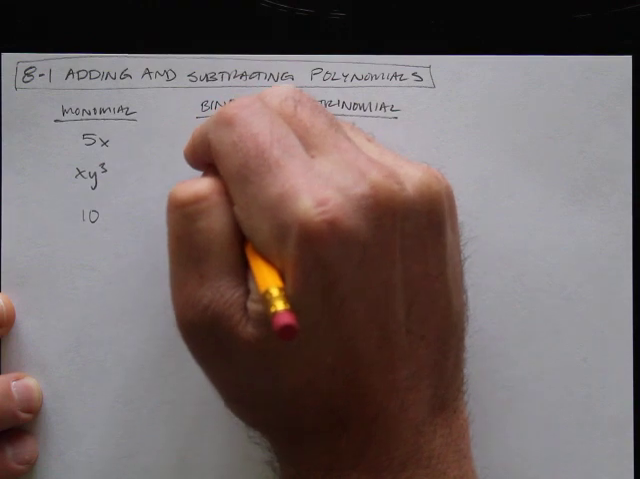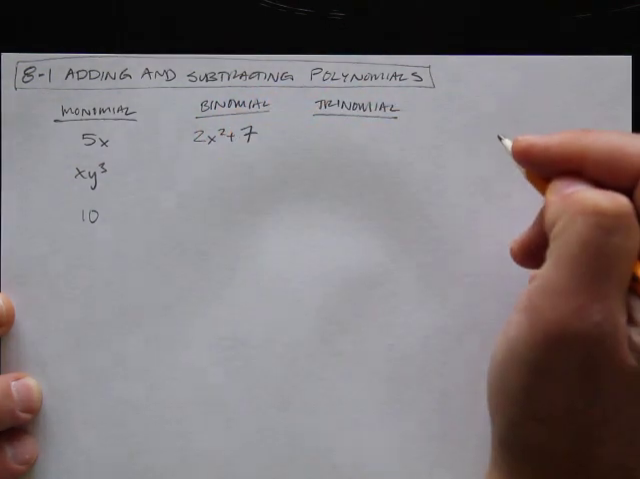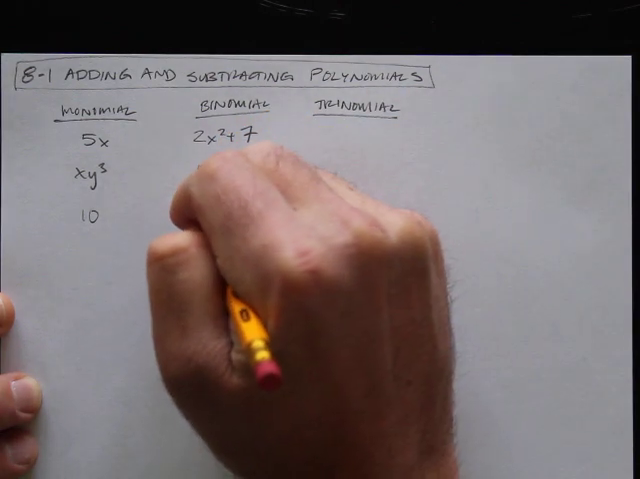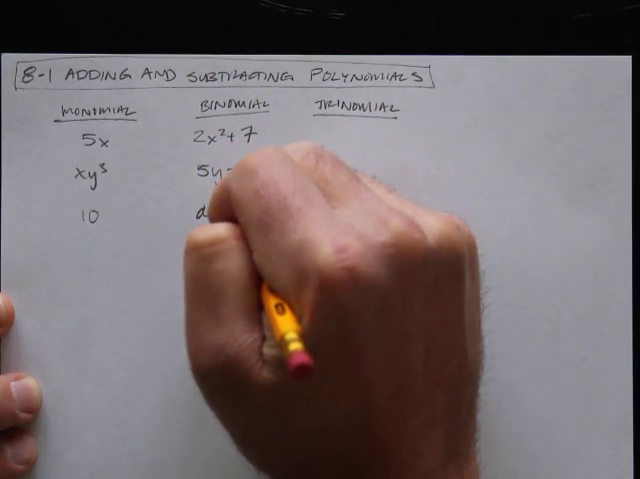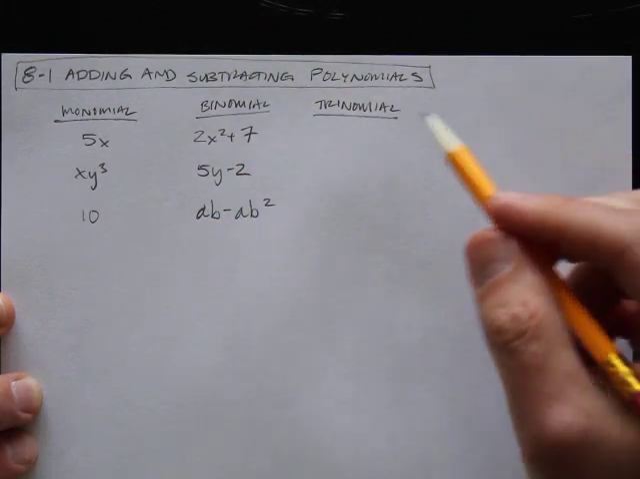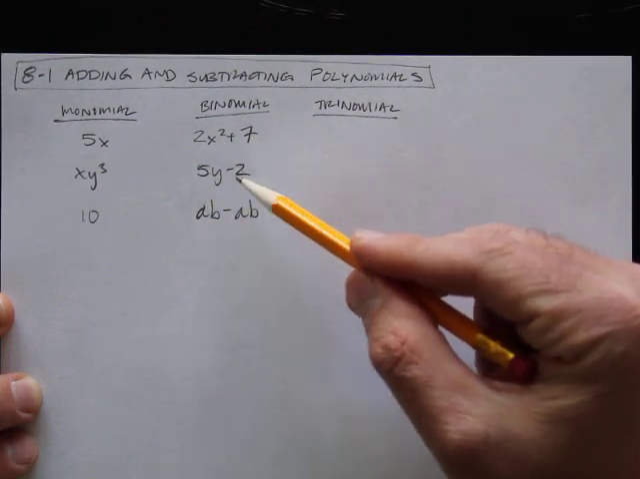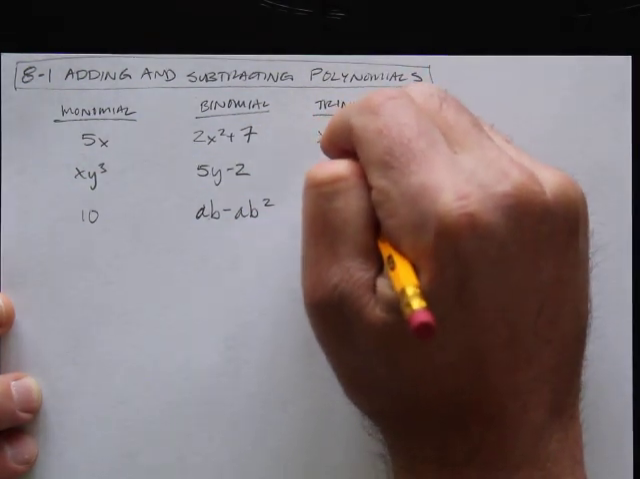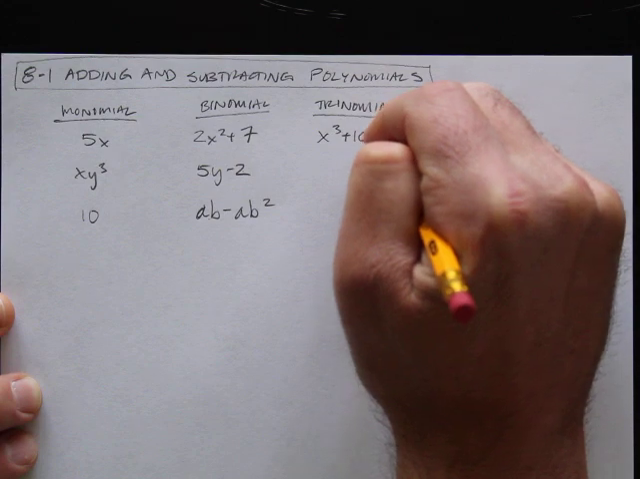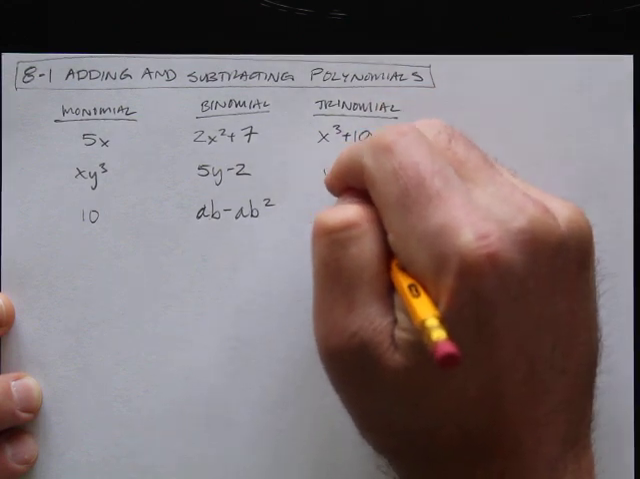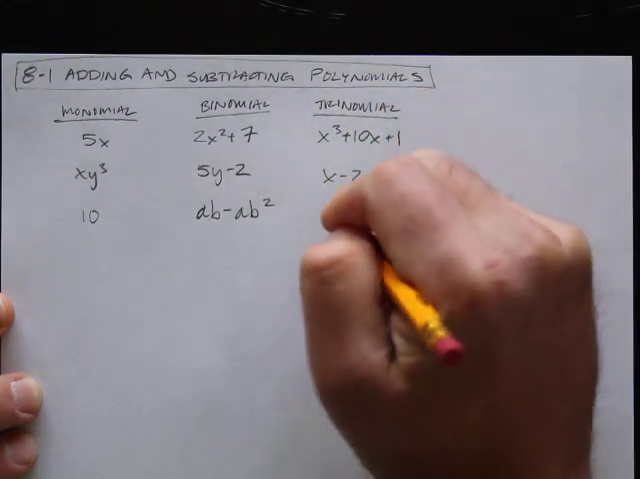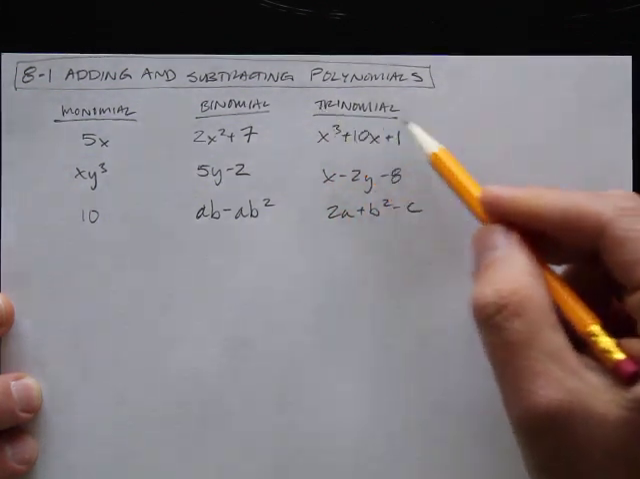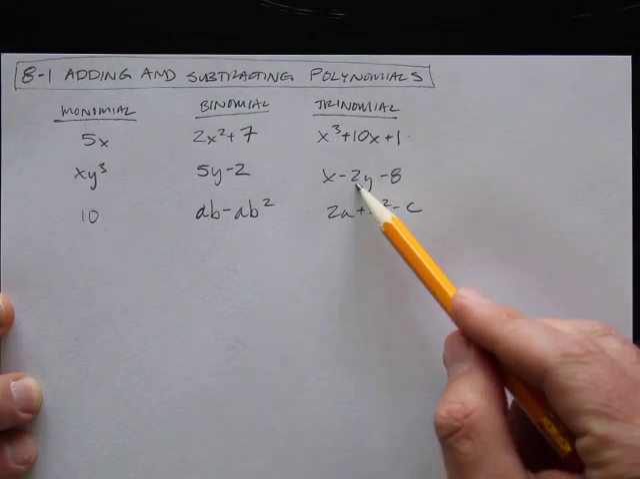Binomial, 2x squared plus 7, that's a binomial. 5y minus 2 is a binomial. AB minus AB squared, those are all binomials. Notice there are two terms in each of these. Trinomial, x cubed plus 10x plus 1, x minus 2y minus 8, 2a plus b squared minus c. These are all trinomials. Notice 1, 2, 3 terms, 1, 2, 3, 1, 2, 3.